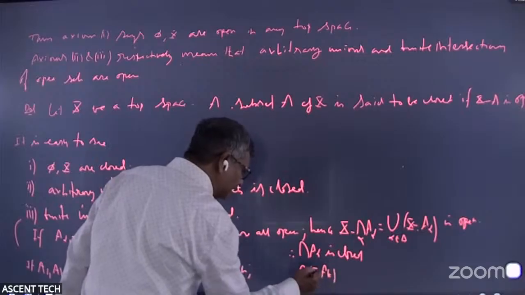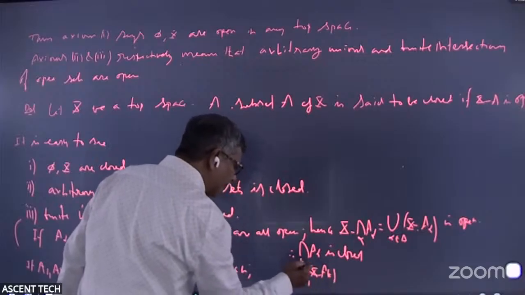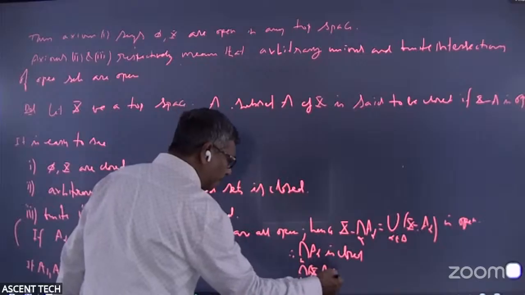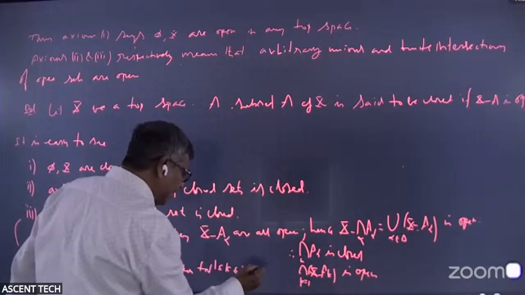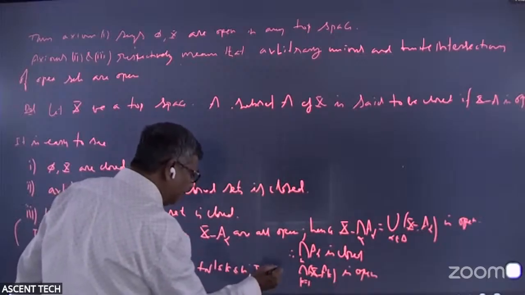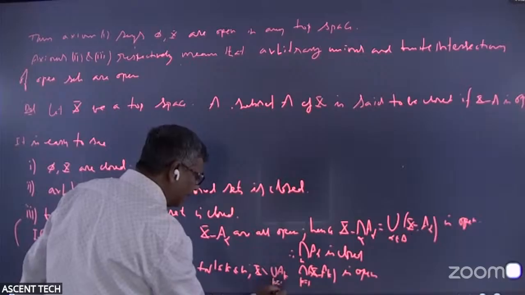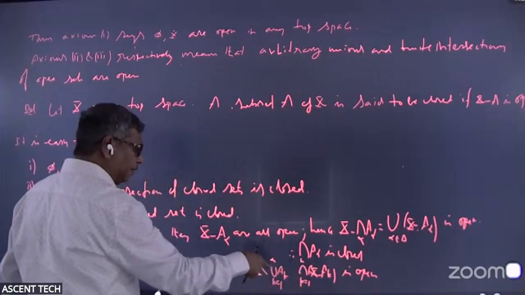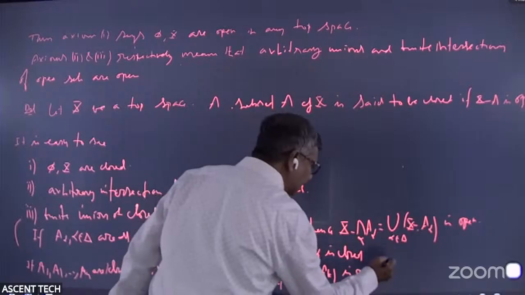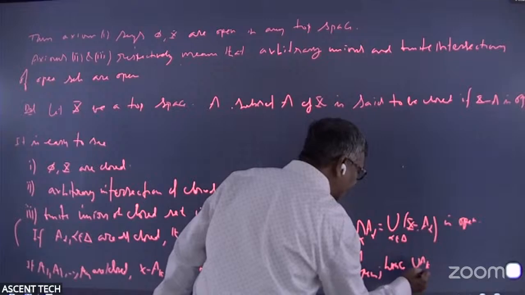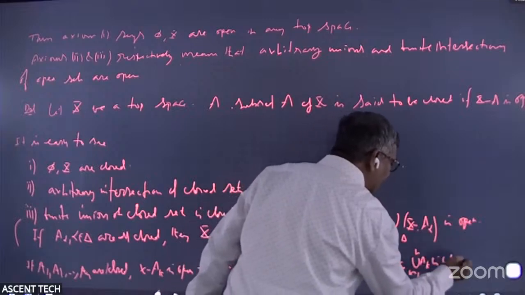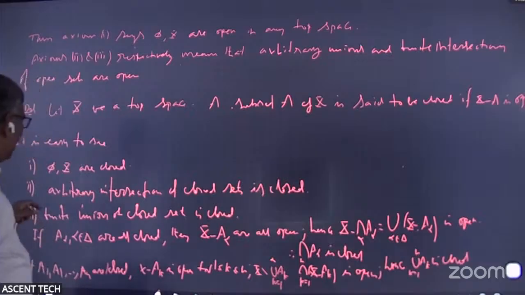Finite intersection of X minus AK, k equal to 1 to n. Finite intersection of open sets is open. So this is open. However, this is actually X minus union AK, k equal to 1 to n. Once you say this is open, this little piece here is closed. Hence, union AK, k equal to 1 to n is closed. So some of you have the reverse thing, right? So arbitrary intersection of closed sets is closed, and finite unions of closed sets is closed.